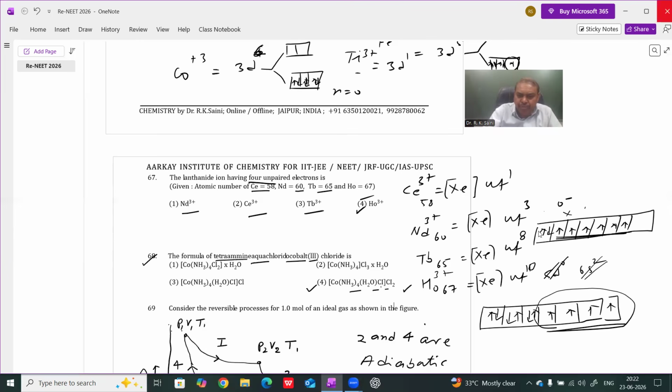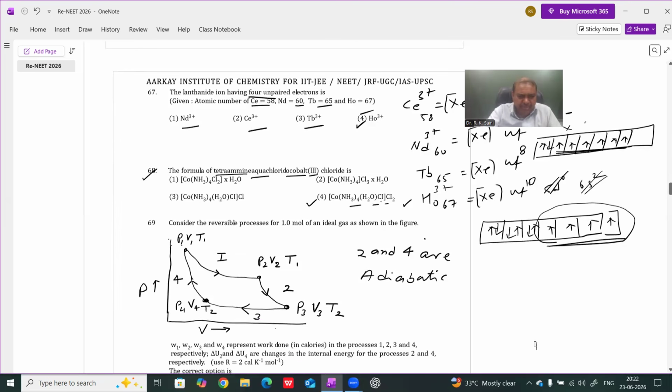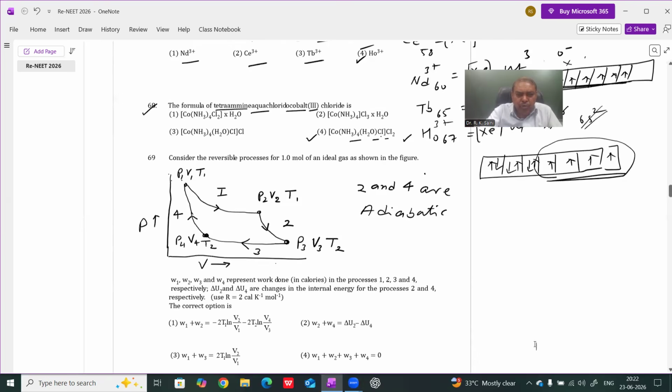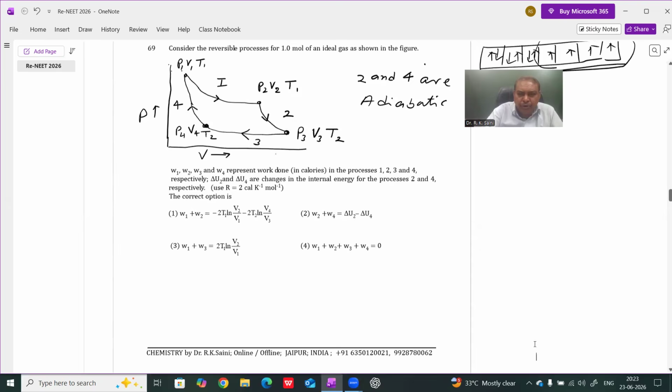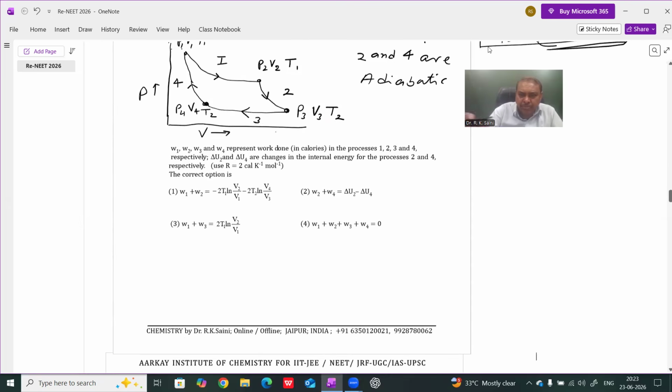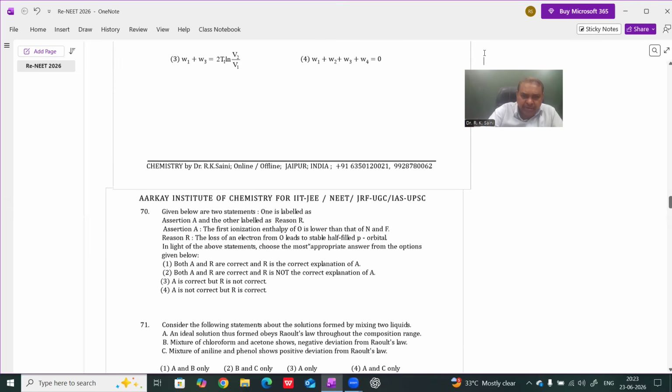Question 69. Very important or simple question. And such type of questions are very conceptual questions. 1 mole of ideal gas takes part in the following reaction. First process, step first.